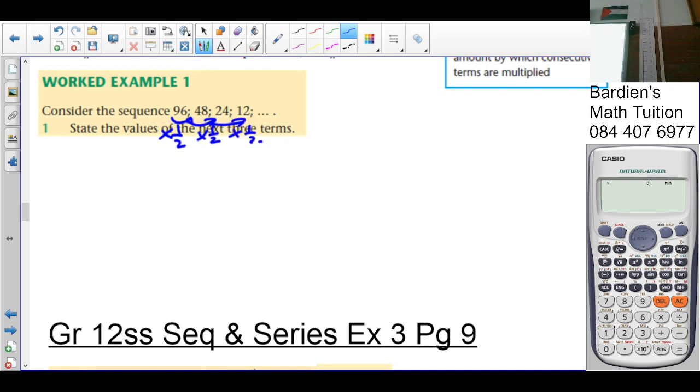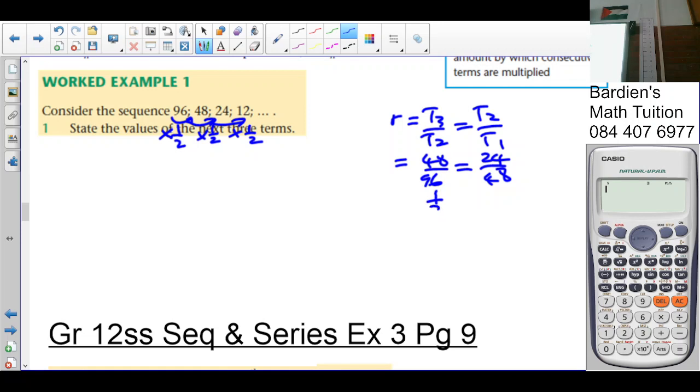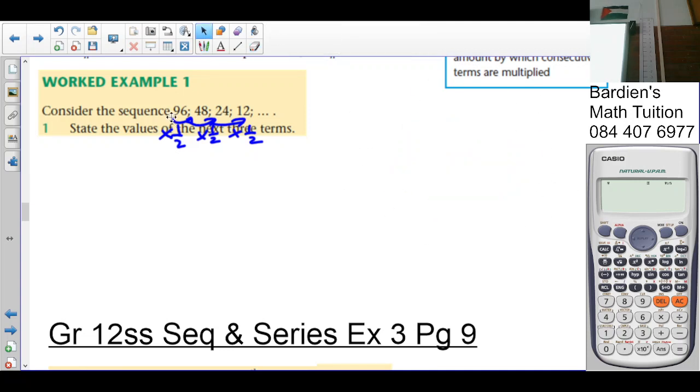Can you see that, people? How do I know that? Because it's a common ratio: term 3 over term 2 must be equal to term 2 over term 1. Which is 48 over 96, equal to 24 over 48, which is a half, equal to half. If that is the case, it is a geometric progression or sequence.